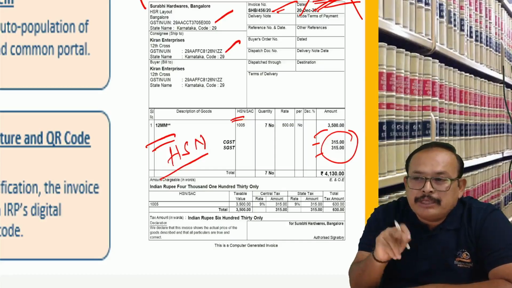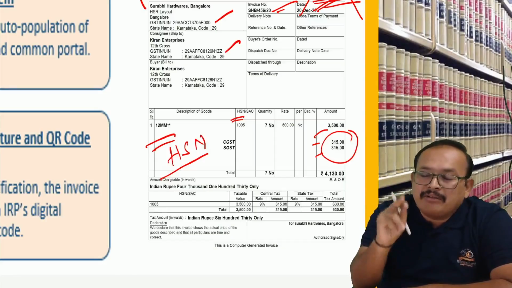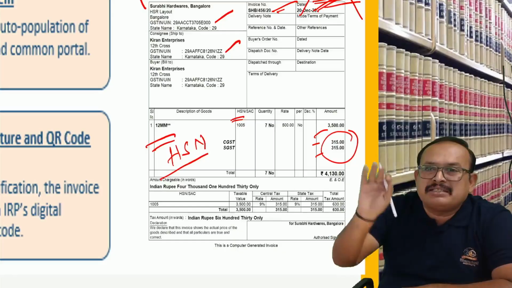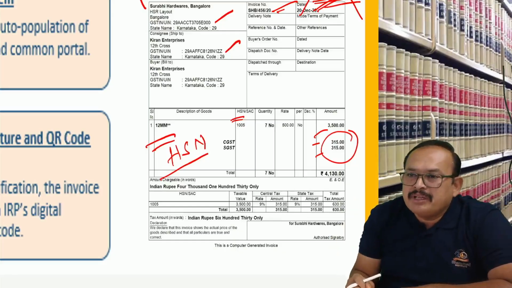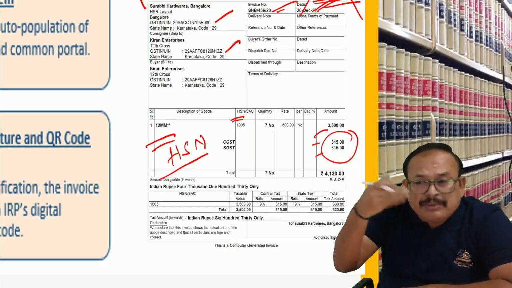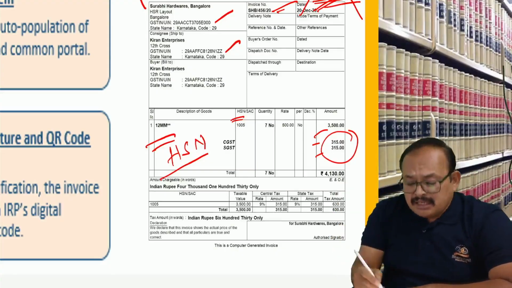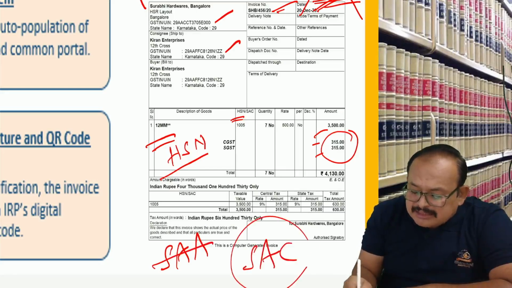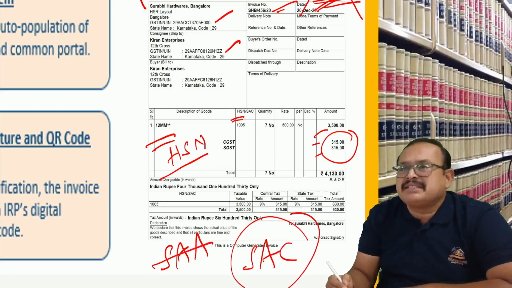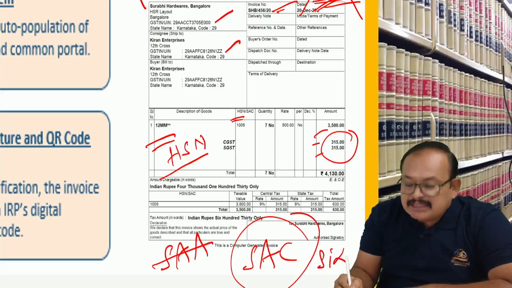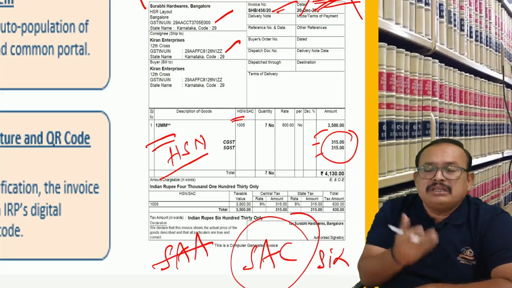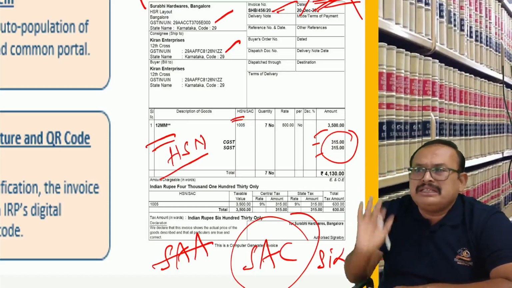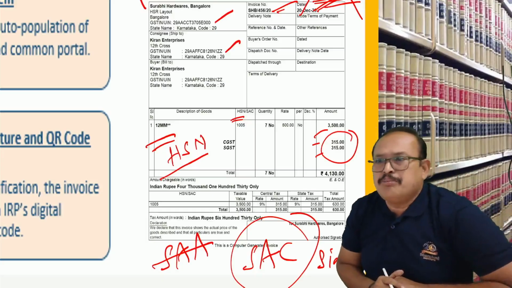Repeating, for a B2C transaction where turnover has not exceeded 5 crores, he only relaxed it; it is not required to mention the HS number in the invoice. Otherwise, if it is a supply of service, the SAC, Service Accounting Code, should be mentioned, which is 6 digits. If the turnover is more than 5 crores or less than 5 crores, as the case may be, 6 digits should be mentioned in case of SAC, services supply.